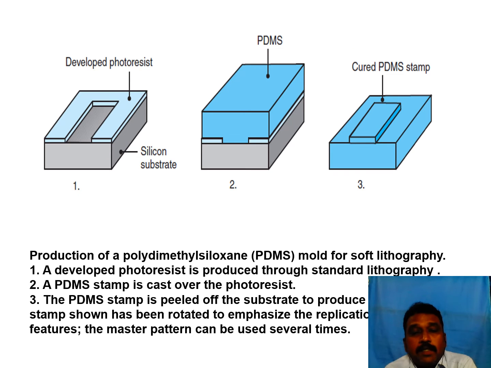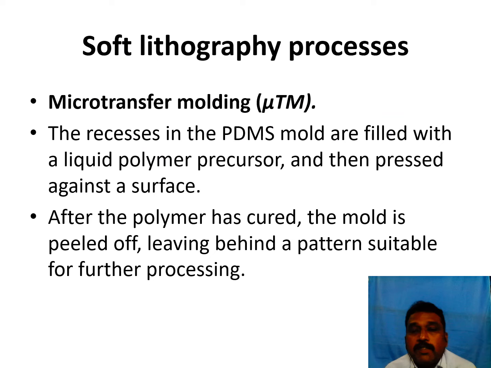You can see the silicon substrate. Over that we have developed a photoresist, and then we form the PDMS over there. The PDMS stamp is cast over the photoresist, and finally the PDMS stamp is peeled off. Once peeled off, we will get the stamp. This is called the cured PDMS stamp, similar to a rubber stamp.